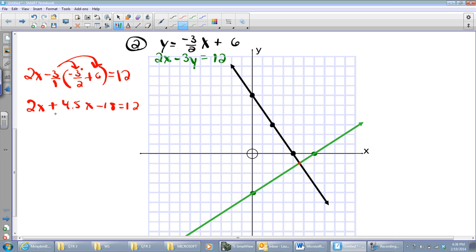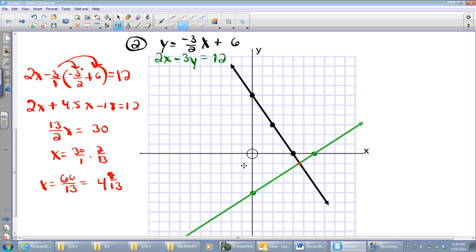And so I'm going to get 6.5, which I think is 13 over 2 x. And it's getting to be ugly, but we knew that from the graph, equals 30. I added 18 to both sides. And so then I'm going to get x is going to be 30 over 1 times 2 over 13. And so that's going to be 60 over 13, which isn't very friendly. It's not going to go 5 because 12, so it's going to be 4 and 8 13ths. Yikes!